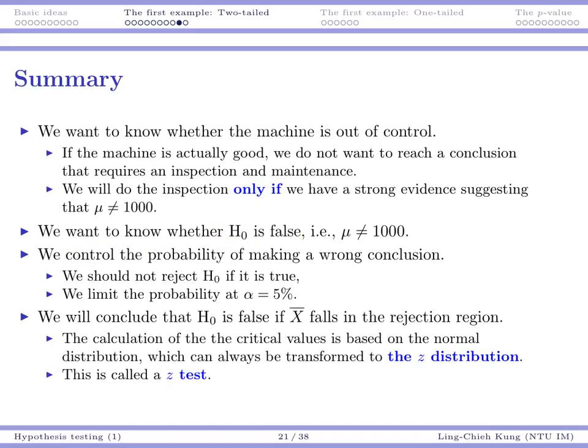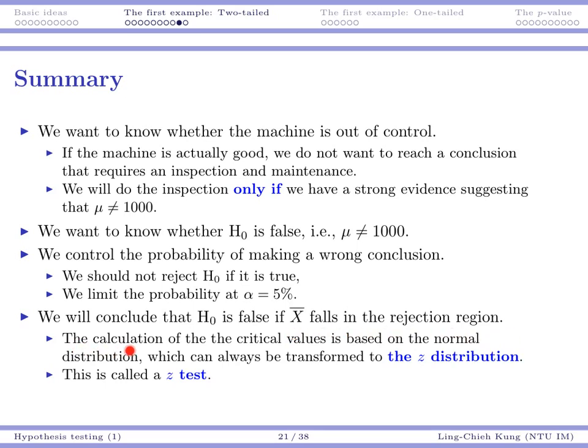We have H0. In general, what we are trying to do is to show H0 is false. If we can show it, we claim it. Otherwise, we make no conclusion. We control the probability of making a wrong conclusion. That's our alpha. Okay, because we hopefully do not want to reject H0 when it is true. Finally, we will conclude that H0 is false if X bar falls in the rejection region.